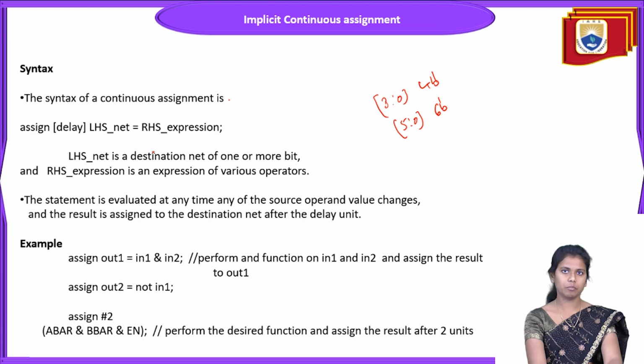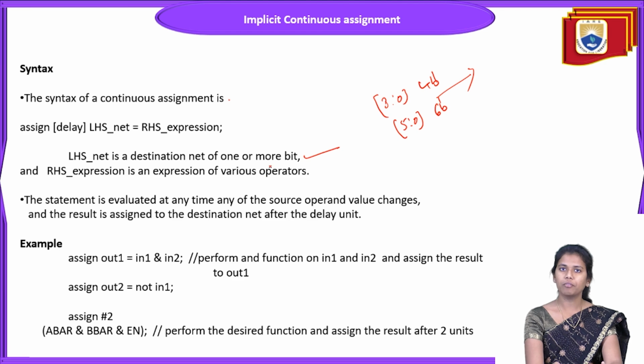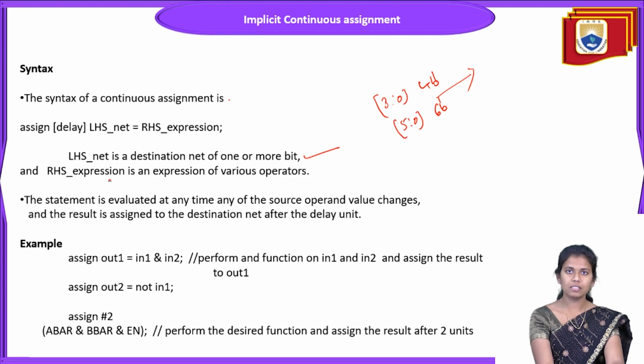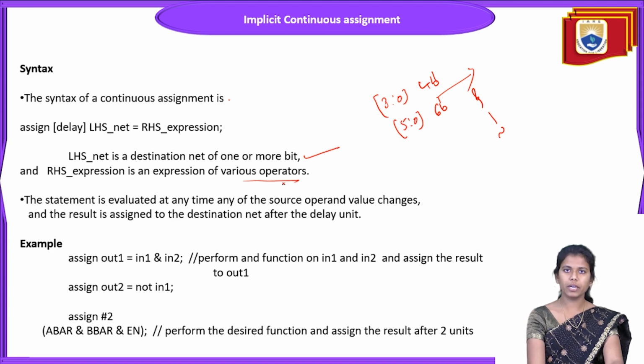The right hand side is nothing but the expression, the output that we obtain from the circuit that you have considered. The LHS net is the destination net of one or more bits. As I said, here it is a 4-bit net we observed. So the left hand side always consists of a net of one or more bits, whereas the right hand side is an expression of various operators, like AND, OR, NOT. The left hand side consists of one or more bits.